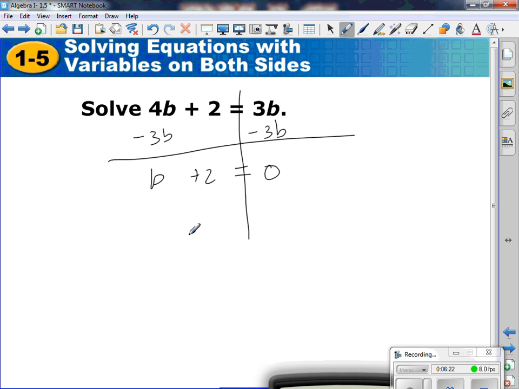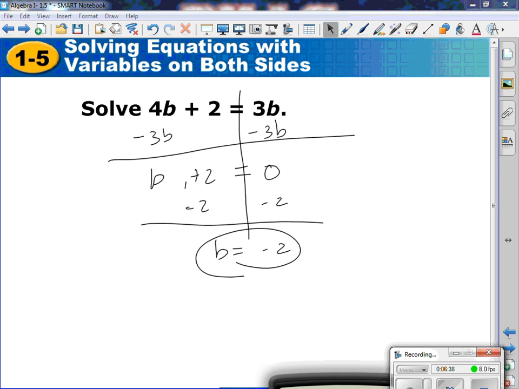What do I need to do now? Subtract 2 over. b is negative 2. Now I can substitute this back in. 4 times negative 2 is negative 8. Negative 8 plus 2 is negative 6. So in this one it's negative 6. 3 times negative 2 is negative 6. Negative 6 equal to negative 6. I'm correct. That's method 1.